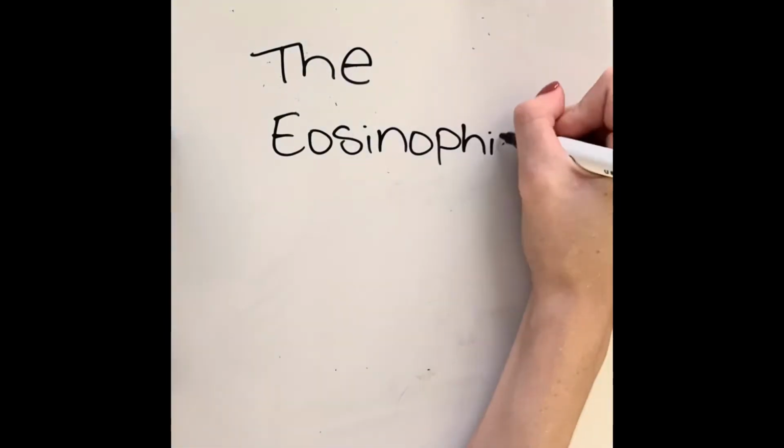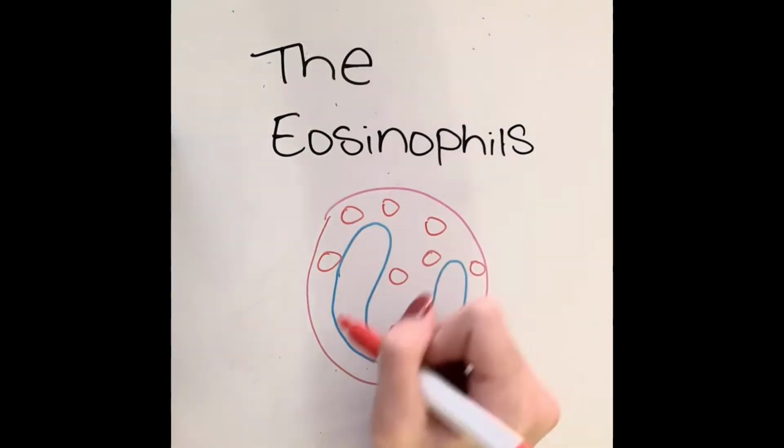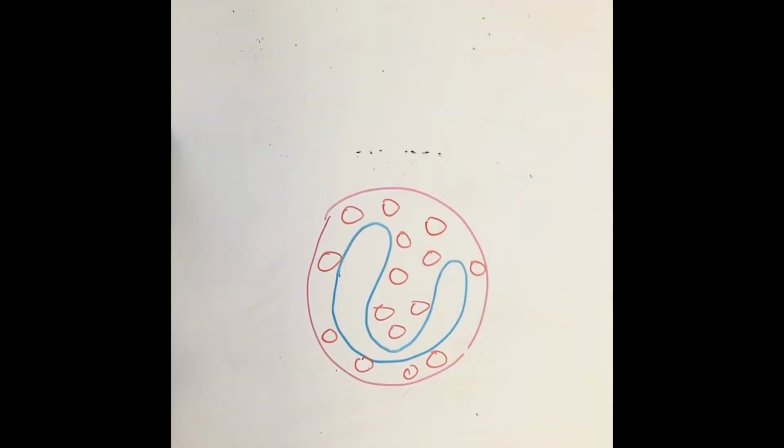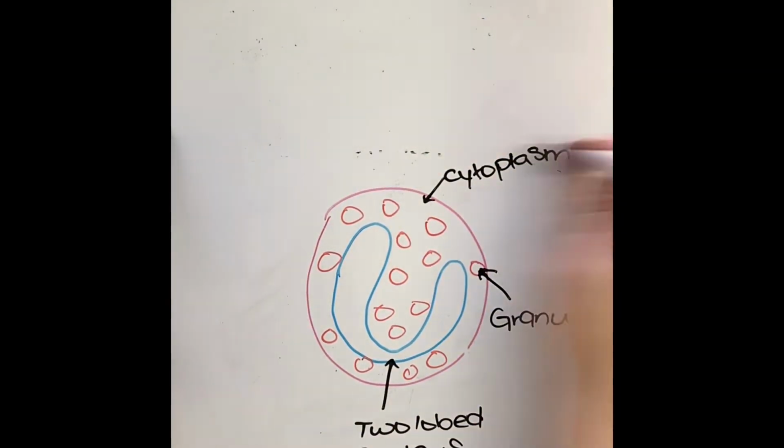This is the eosinophil, a specialized cell of the immune system. This pro-inflammatory white blood cell generally is identified by its binucleus, or two-lobed nucleus, surrounded by cytoplasm and granules.